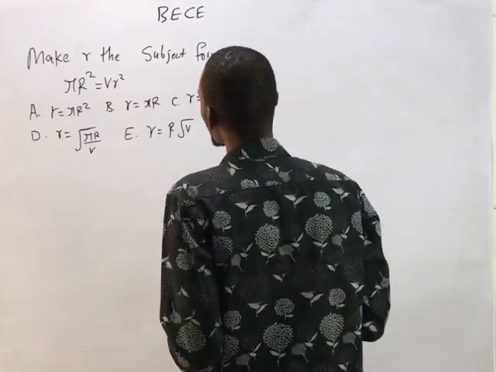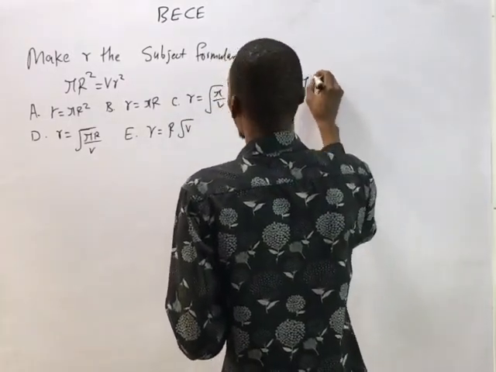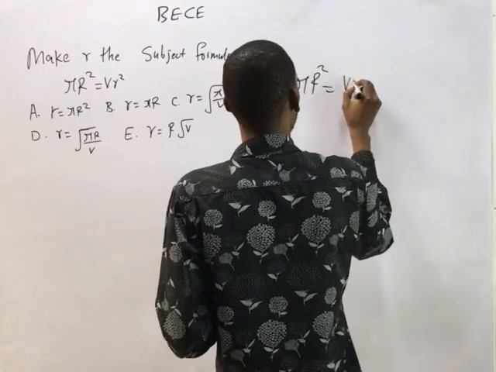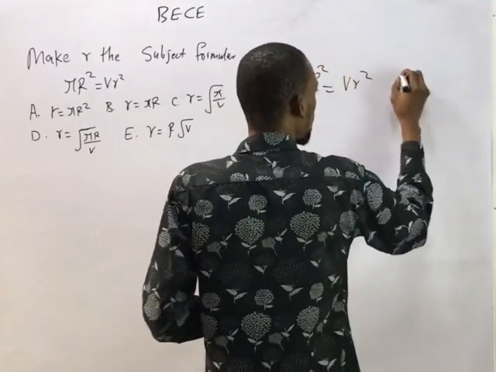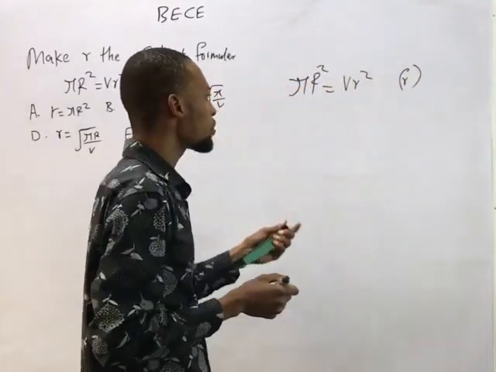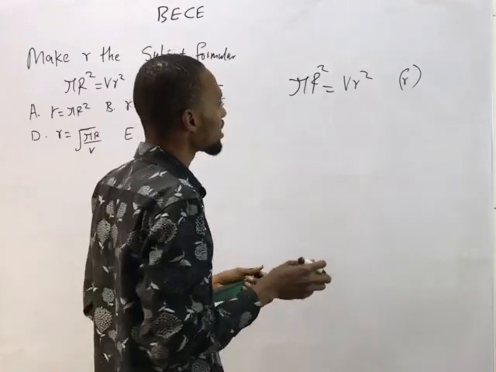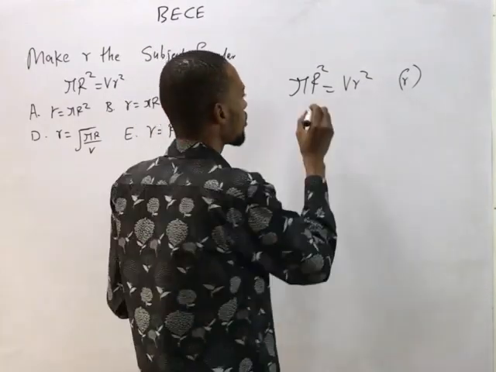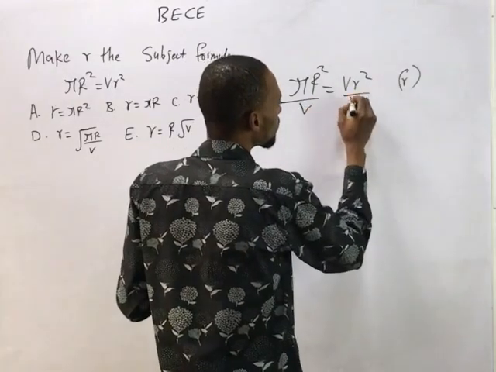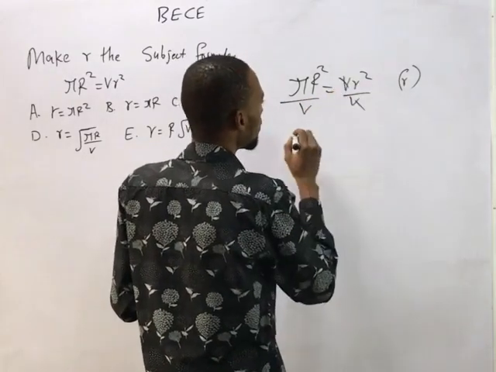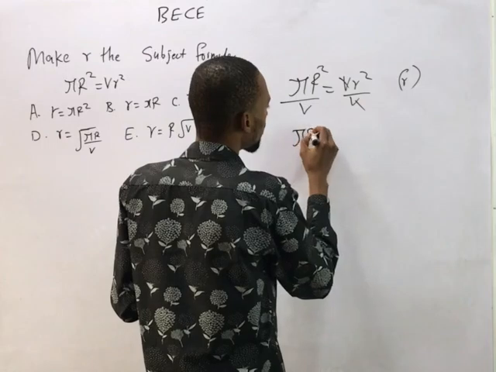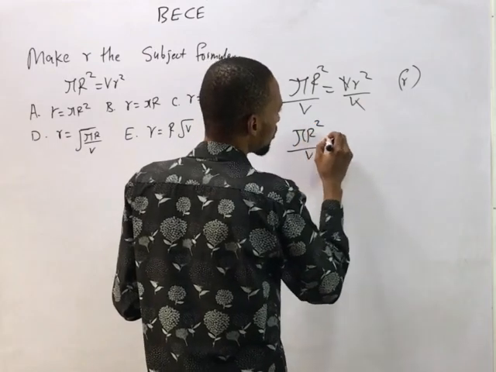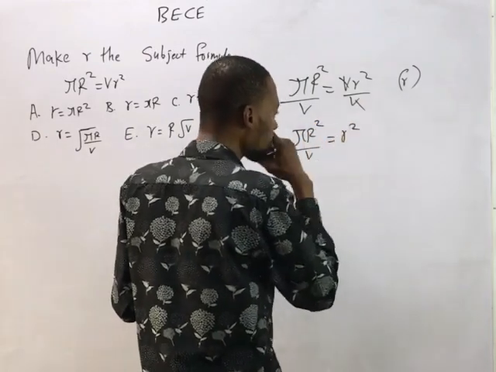So look at this question before us. It says pi arrow square is equals v arrow square. So we are making small arrow subject formula, not big arrow. If I'm doing that, I'll say, okay, divide both sides by v, right? So this over v, this over v, this divided by this. So I will be left with pi arrow square over v is equals arrow square.